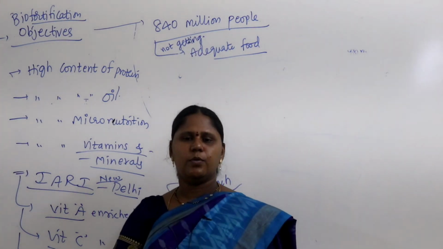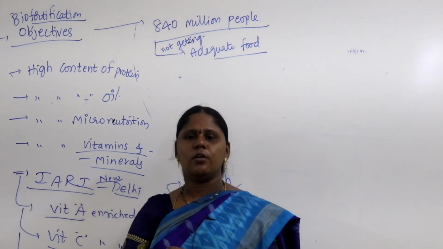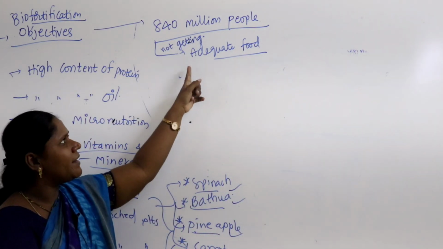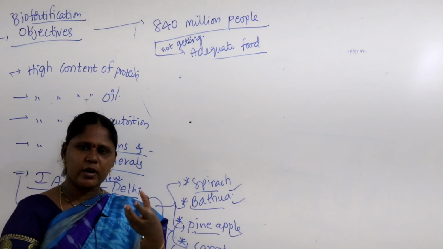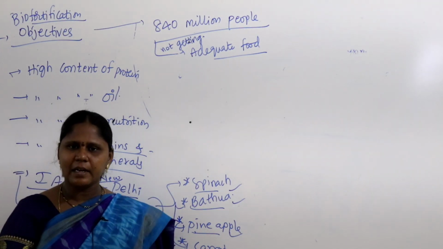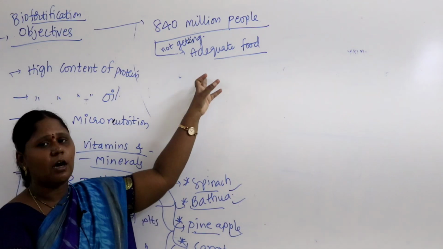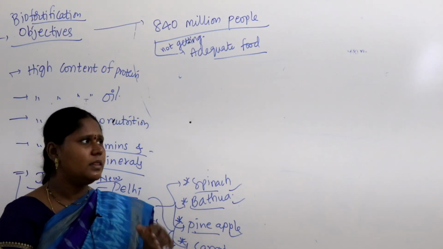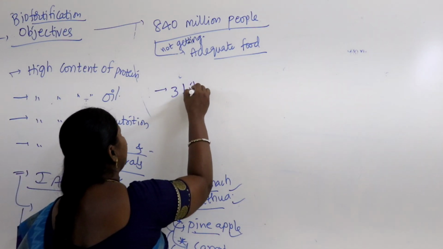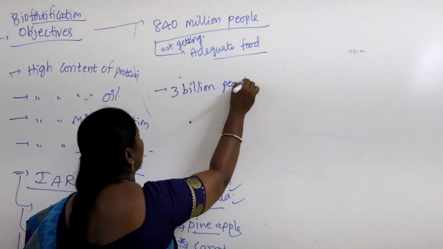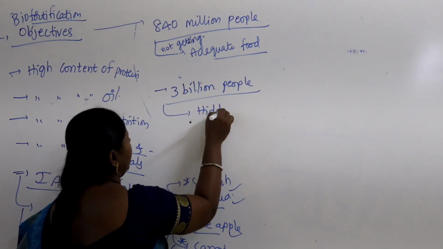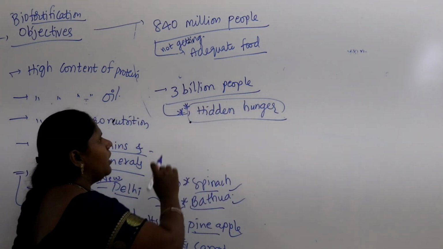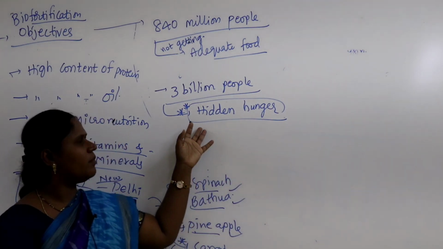If you look at the present world population, they are not getting a sufficient quantity of food. Not getting adequate means they are not even getting a little quantity of food. Like that, 840 million people are suffering across the world. In that, specifically 3 billion people are suffering with hidden hunger. Hidden hunger means these people are not noticed.